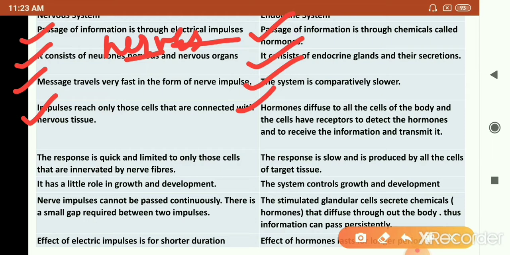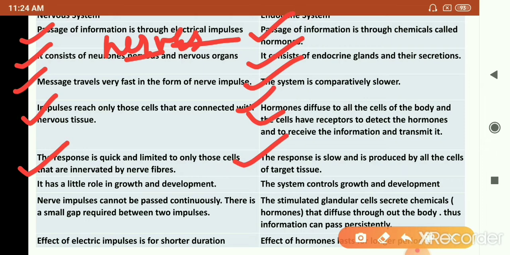Okay, so each and every cell of the body will receive the hormones, and the cells that have receptors will detect the hormone, and that is to receive the information and transmit it if it is to be transmitted further. The other difference that you see in case of nervous system is that the response is quite quick and is limited to only those cells that are connected or innervated by nerve fibers.